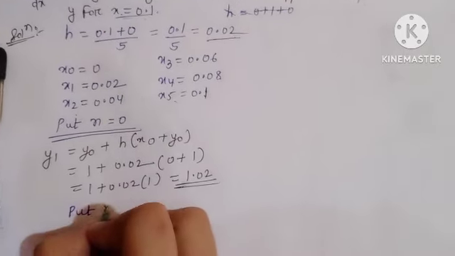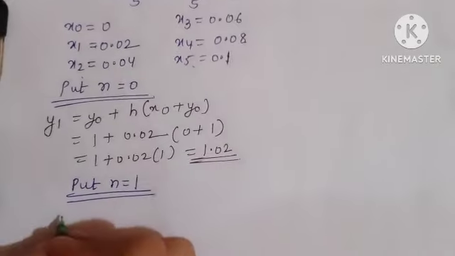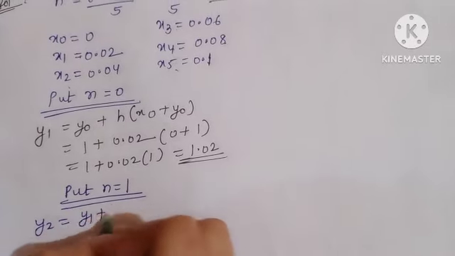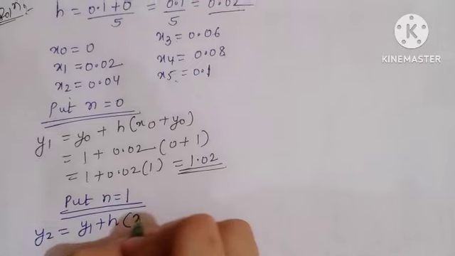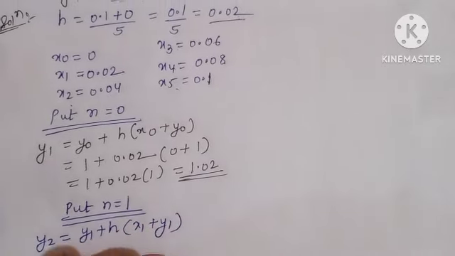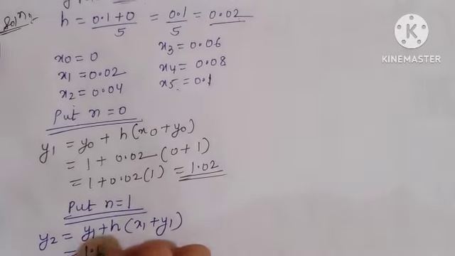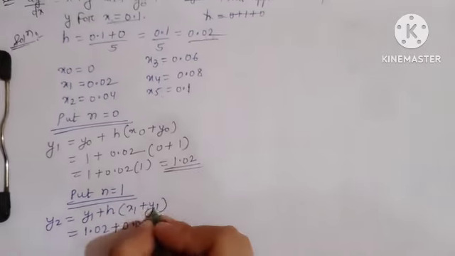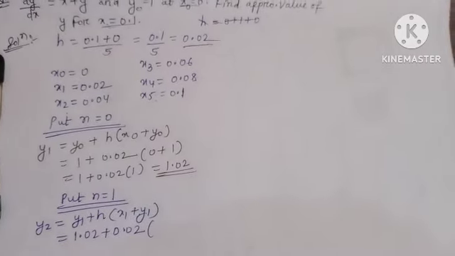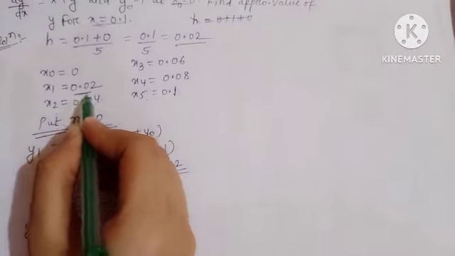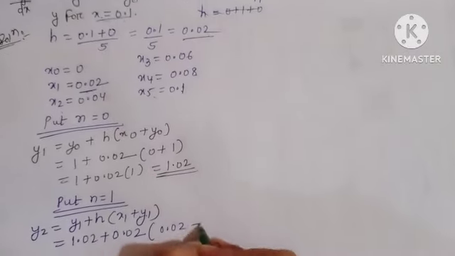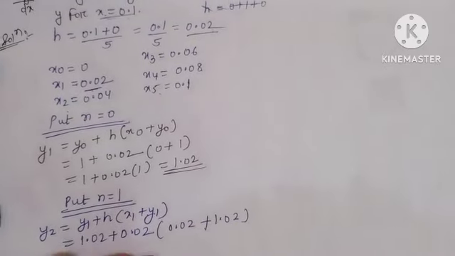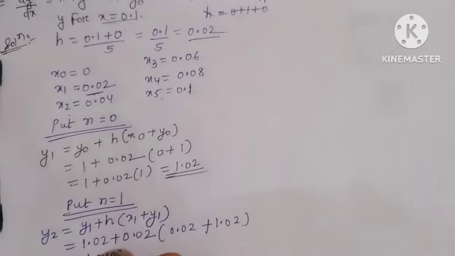Like this, put n equal to 1. So y2 is equal to y1 plus h times (x1 plus y1). y1 is 1.02 plus h is 0.02 times (x1 plus y1). x1 is 0.02 plus y1 is 1.02. So y2 will be 1.0408.